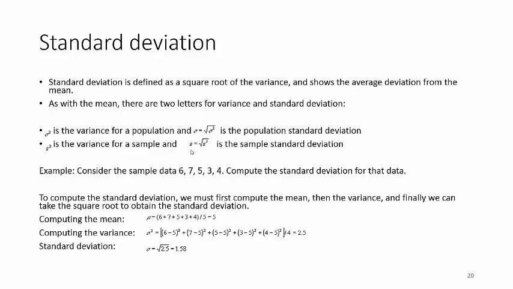For example, consider the sample data 6, 7, 5, 3, 4. Let's take a look at how to calculate the standard deviation for this data. First of all, we need to calculate the mean. In this case, the mean equals 5. And then we calculate the variance, using the formula we just learned. It gives us 2.5. So finally, we can take the square root to obtain the standard deviation, which is 1.58.